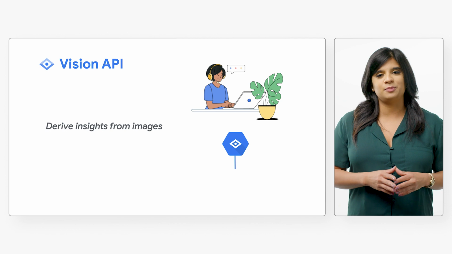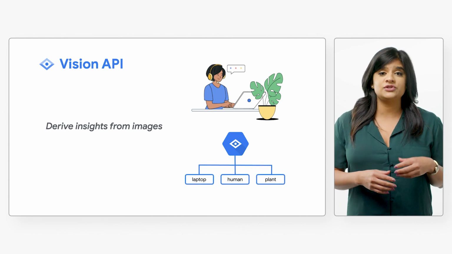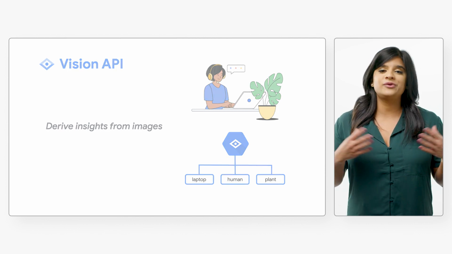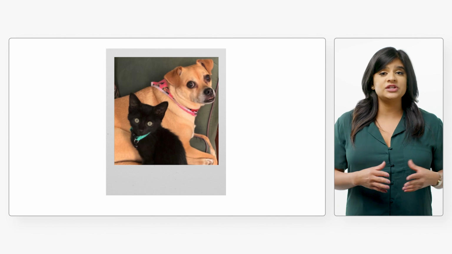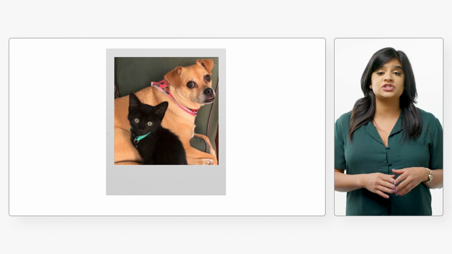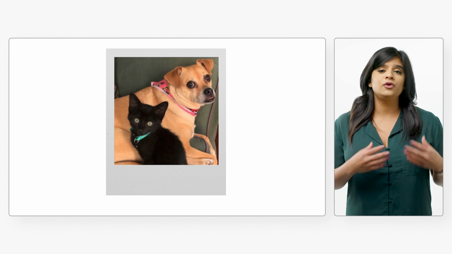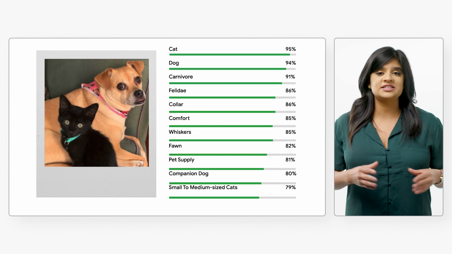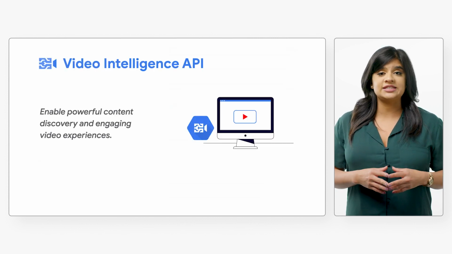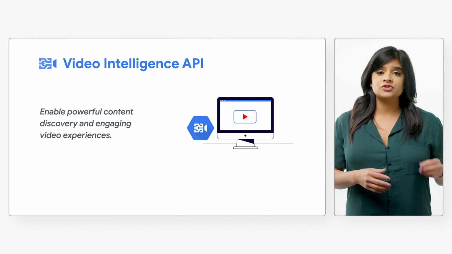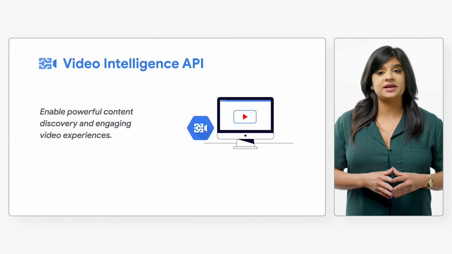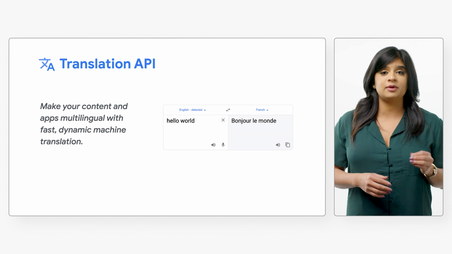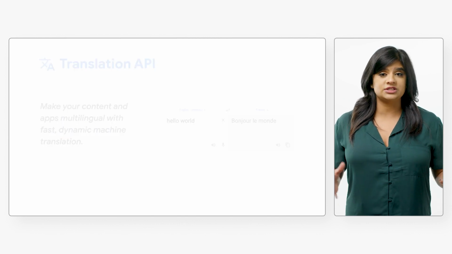Let me walk you through a fun example. So the Vision API allows you to classify images, detect objects, logos, and read handwriting, and much more. So here's a photo of my best friend's pets. The Vision API allows me to detect the objects in the image, such as the dog, the cat, and the collar. You'll get back color information, cropping hints, and other useful metadata. Moving on to other data types. We have the Video Intelligence API, which allows you to do object detection, streaming video annotation, and even set up object-based event triggers. Translation. Make your content and apps multilingual with fast, dynamic machine translation for over 130 languages.